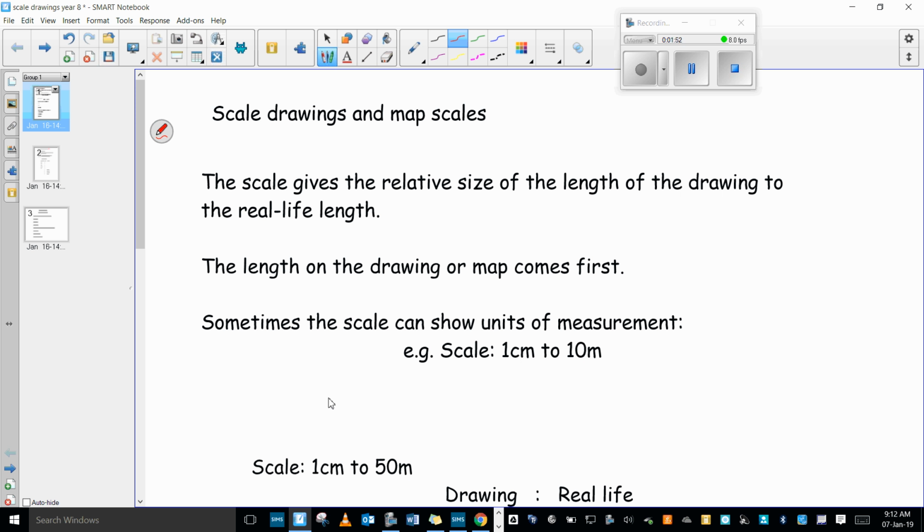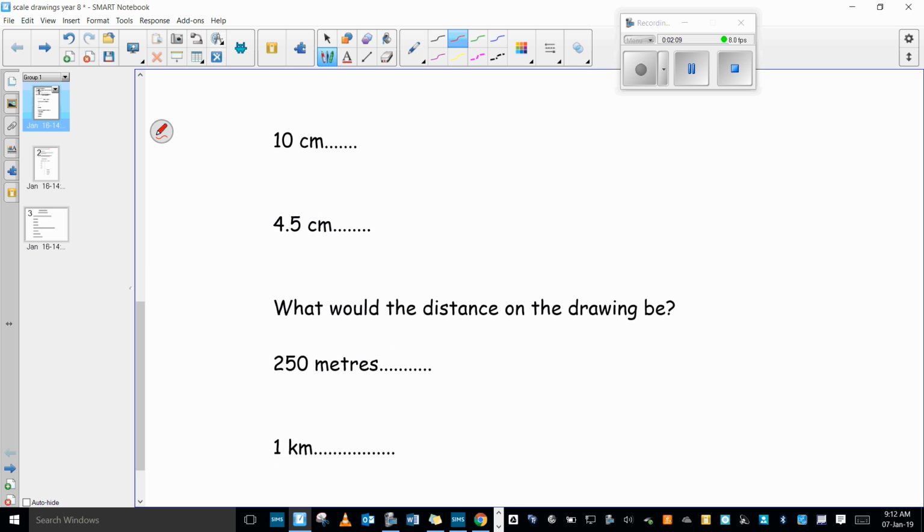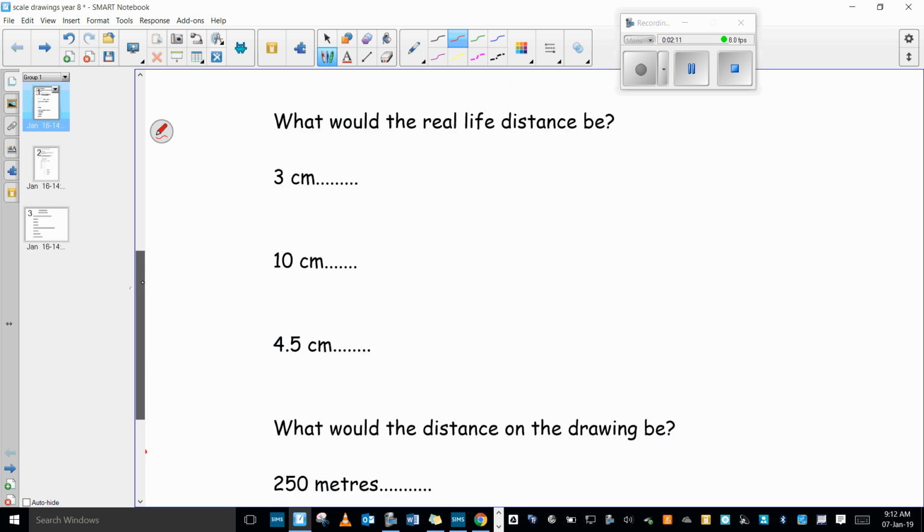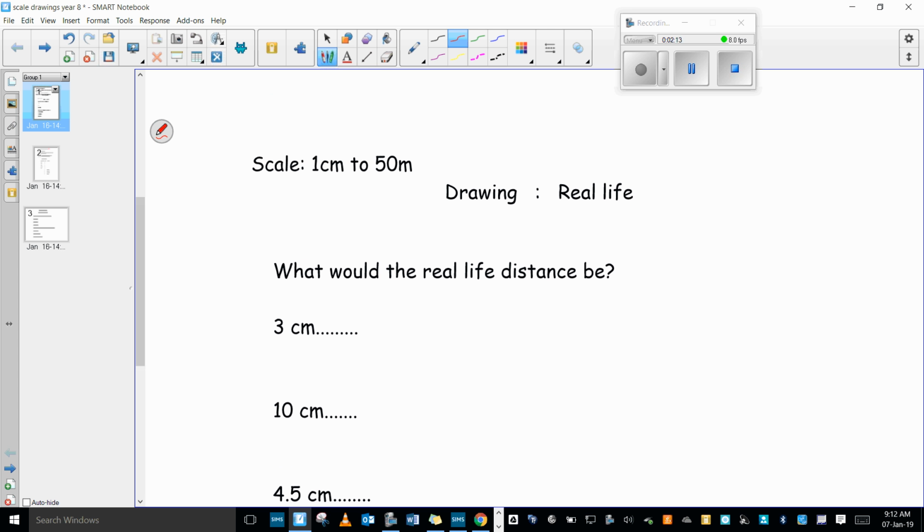Sometimes they will actually put the measurements in. And if they do, that's great, that's more understandable, because we can see that each 1 centimetre represents 10 metres. Here's another example. We've got a scale of 1 centimetre represents 50 metres. So each 1 centimetre on the diagram represents 50 metres in real life.